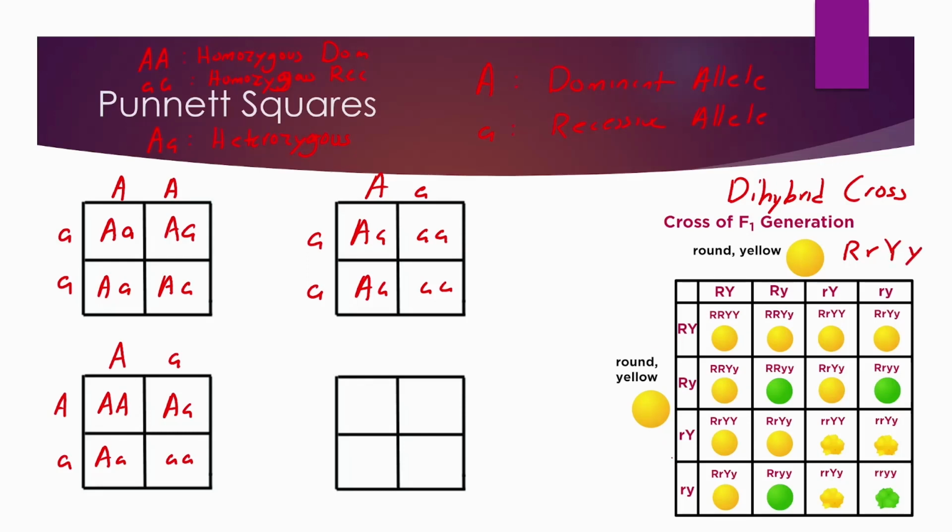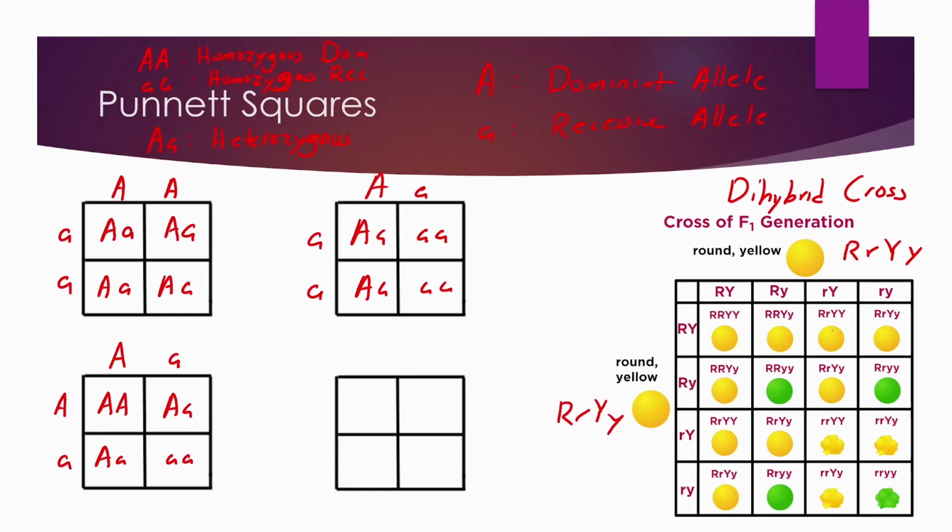And as we can see here, this is capital R, lowercase r, with capital Y, lowercase y. This can lead to 16 different variables, and this is going to be a bit difficult for you guys at first, but with practice, you should be able to get it down.